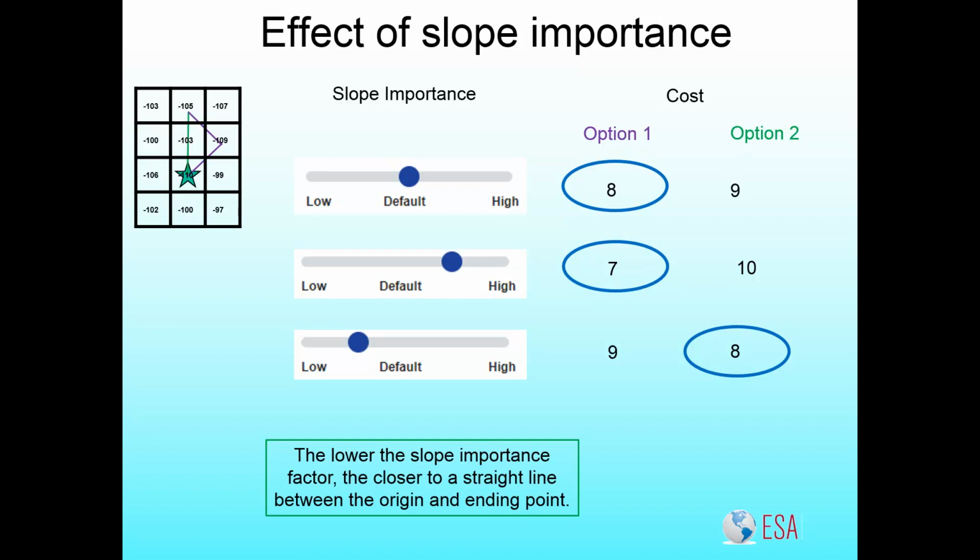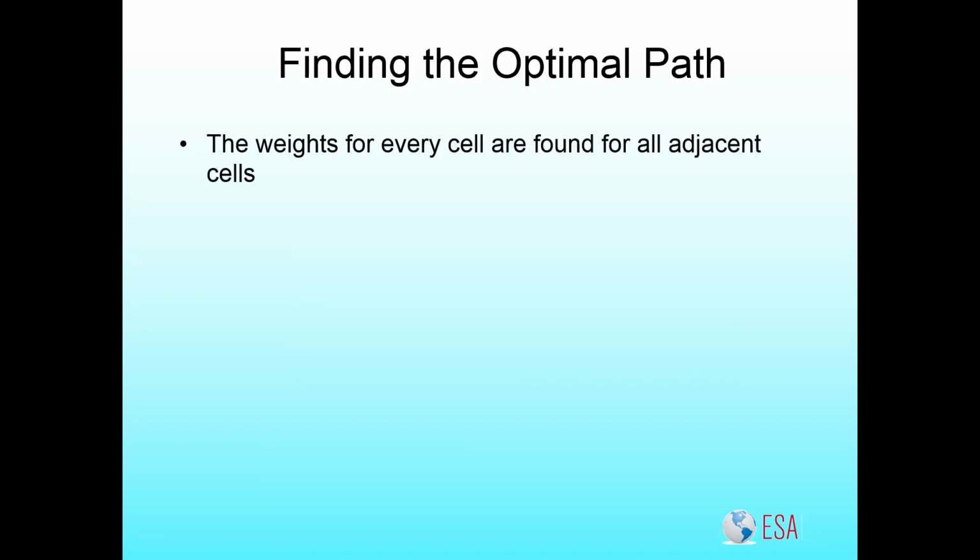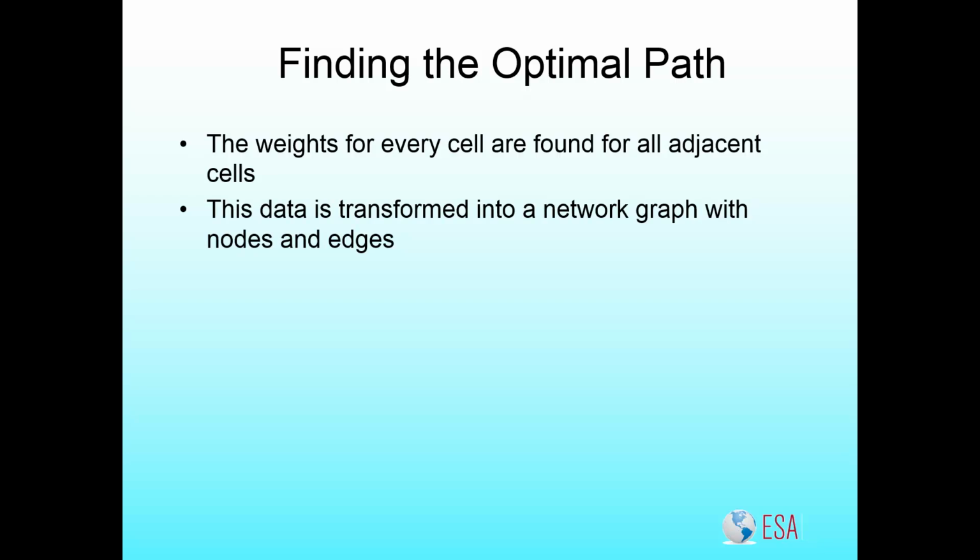So just note that the lower you make the slope importance factor, the closer to a straight line between your origin and ending point your path will become. So after we've done that, for every single cell, for all adjacent cells, that was one step basically, or 2 steps to get to the red path. We do this for all of the ways, all the way up until your destination. And then we transform that data into a network graph of nodes and edges. And we transform into a network graph because that's again what Dijkstra's algorithm works on.